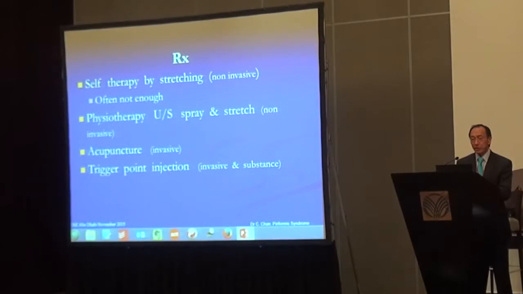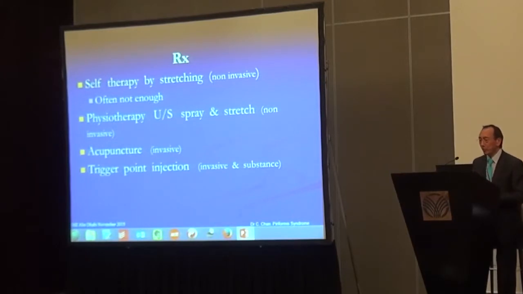And trigger point injection, the musculoskeletal physicians will inject cortisone and local anaesthetic. My answer to them, my question to them is, you're using a long needle and you're injecting a substance. I use a long needle and I get a result as well. And the common factor is the needle. So is the substance necessary?